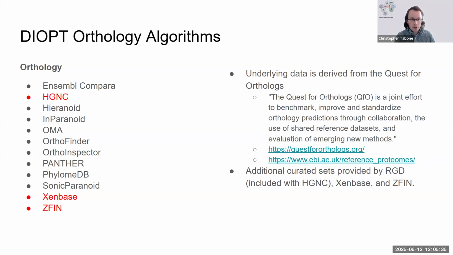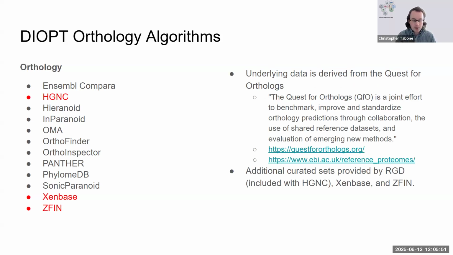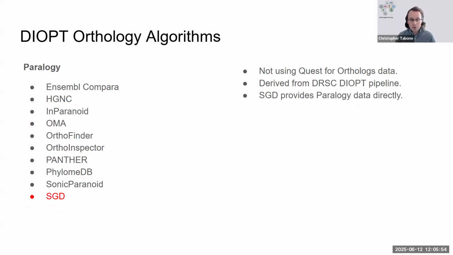If we look at our algorithms for paralogy, it's a smaller set. We're not using the Quest for Orthologs data for paralogy. We're using the set that's from DIOPT, that's derived from their pipeline without the Quest for Orthologs. And in this case, as you can see, there's biocurated data presented from 3 groups, and then for the paralogs, we just have SGD providing additional paralogy data that we use in our algorithms.